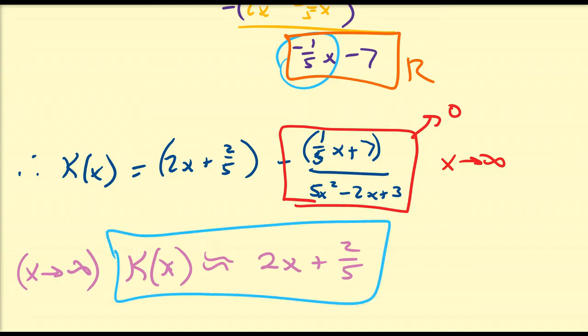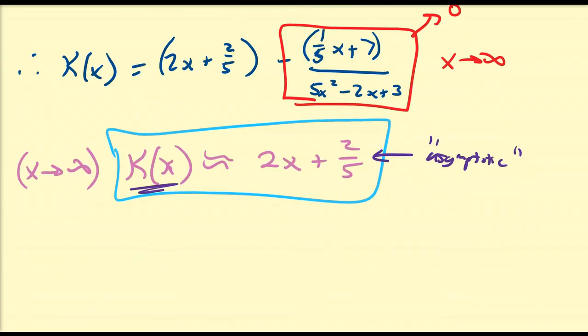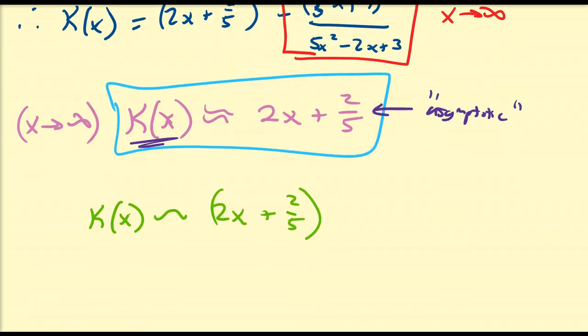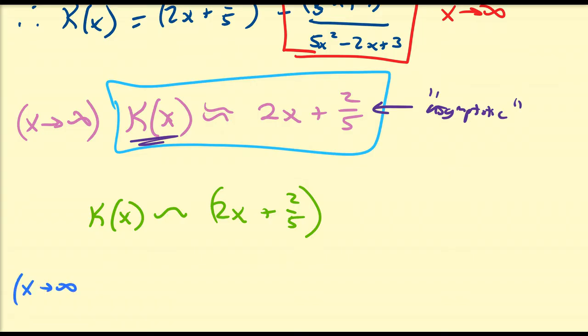So this is going to be our slant asymptote, or as some people refer to it, the asymptotic of k of x. You may see some people write this as k of x is asymptotic, with a little squiggle, to 2x plus 2/5. This is another way of saying that as x tends to infinity, k of x over 2x plus 2/5 is going to get close to 1. That's an equivalent way of saying that.